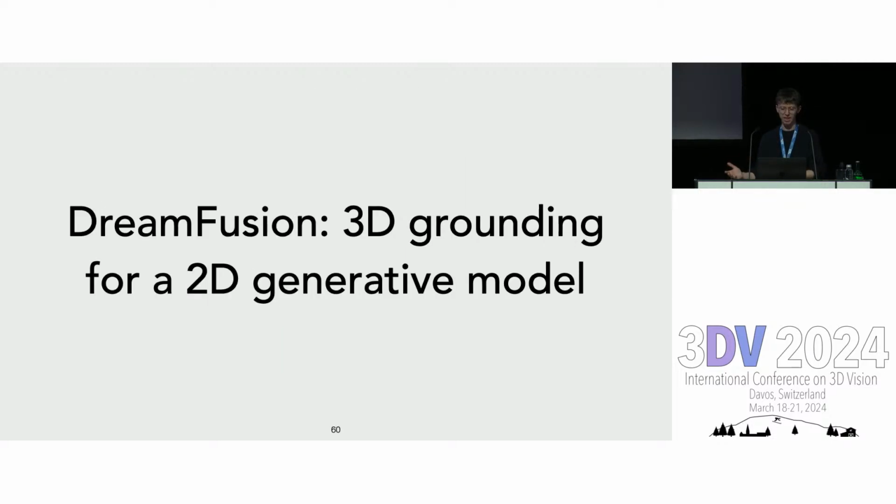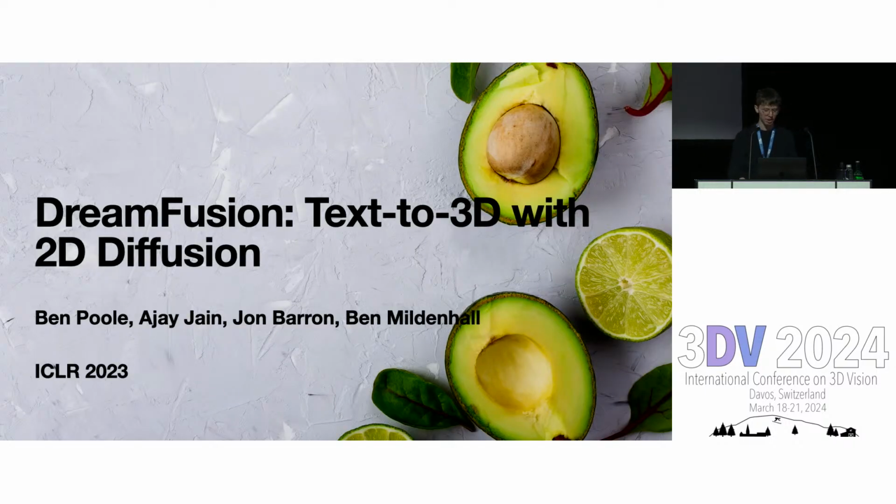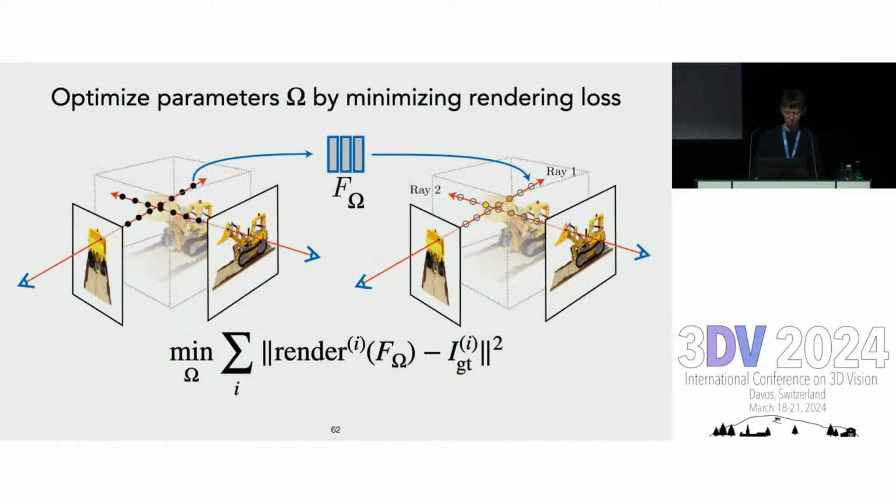And the first example that I'll talk about is DreamFusion. I would describe that in this framework as a 3D representation grounding for an underlying 2D generative image model. This was work done with Ben, Ajay, and John at Google that we presented at ICLR last year.